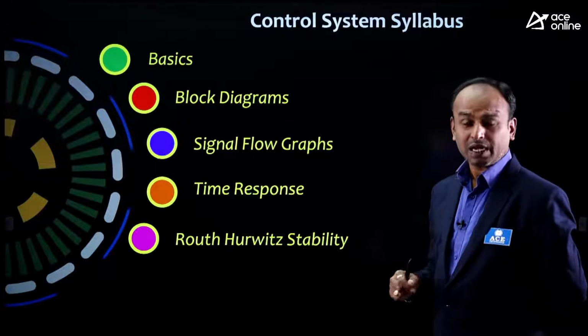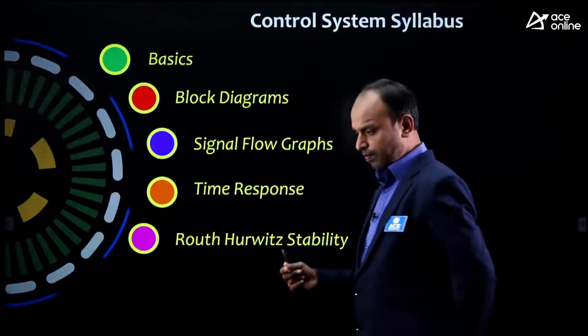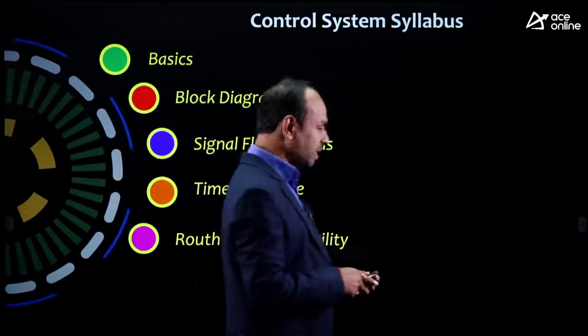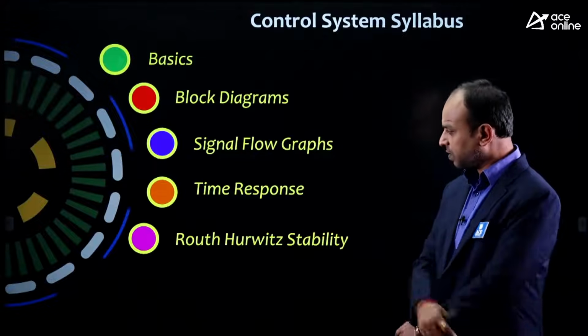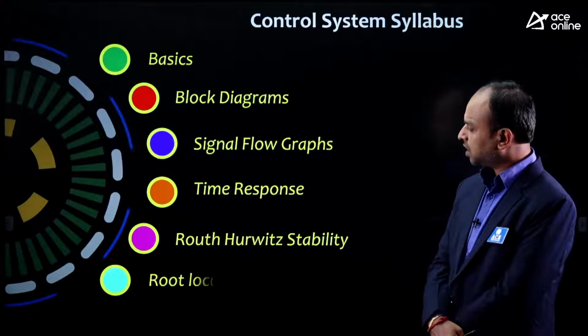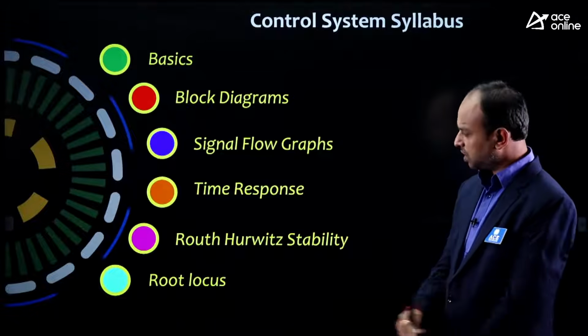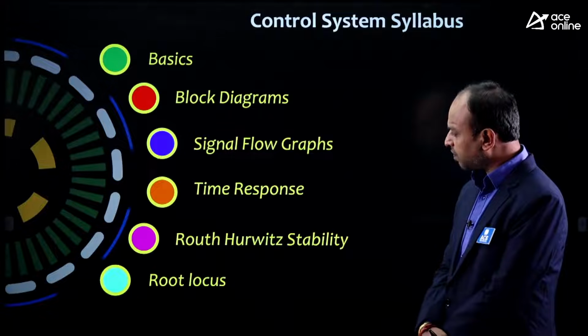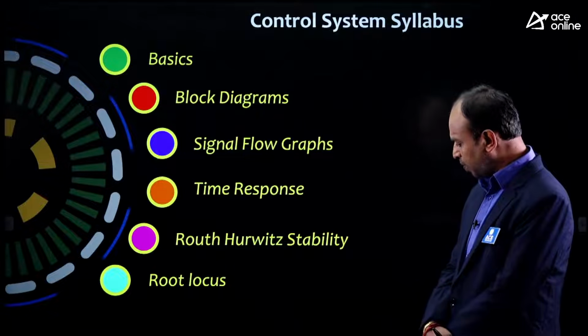From here onwards, stability analysis starts, because the main purpose of the control system is to find the stability. Routh-Hurwitz stability, and one more stability method is root locus. Routh-Hurwitz as well as root locus are the time domain methods.